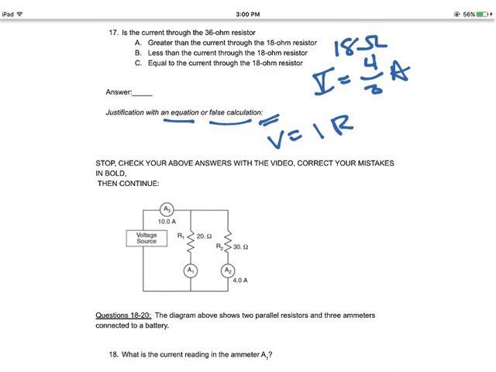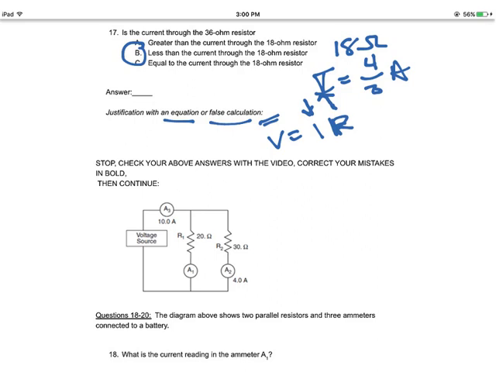It's 24 volts. The resistance is not. So if this is constant and my resistance goes up, my current goes down, because the more resistance you have, the less well the electrons flow. And so the answer would be less current.